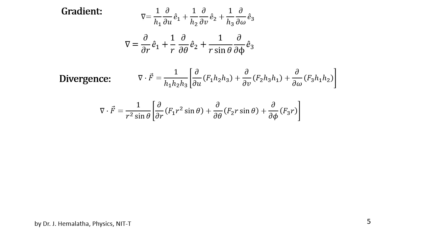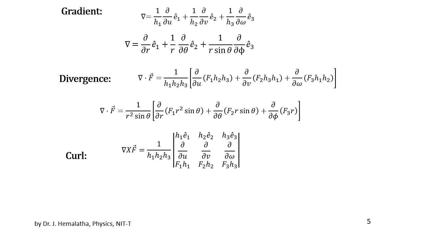So 1 by h1 h2 h3 gives you 1 by r into r sin theta into r, so we get 1 by r square sin theta. And inside the bracket it is dou by dou r of f1. F1 will be the first component of the vector. Then r square, h2 h3 is r square sin theta, plus dou by dou theta of f2 r sin theta plus dou by dou phi of f3 r. So this is the expression for divergence in spherical coordinate system.